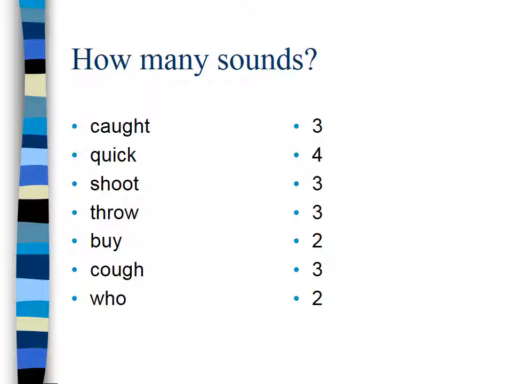Cough, k, a, f. 3 sounds. And then finally, who, oo. 2 sounds. Don't get confused again by the written word and the spoken phonemes.